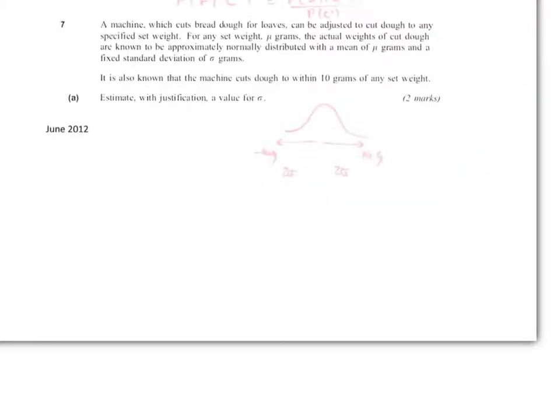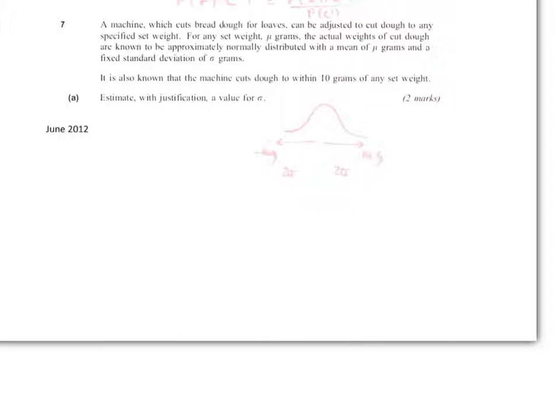Okay, on this question over here, which you again may have done, about a machine that makes loaves and it's normally distributed, you had to work out what you think is a value for the standard deviation. This was to do with this idea that if data is normally distributed, then you would expect most of the data to lie within 2 standard deviations of the mean, and 3 standard deviations should contain over 99% of the data.